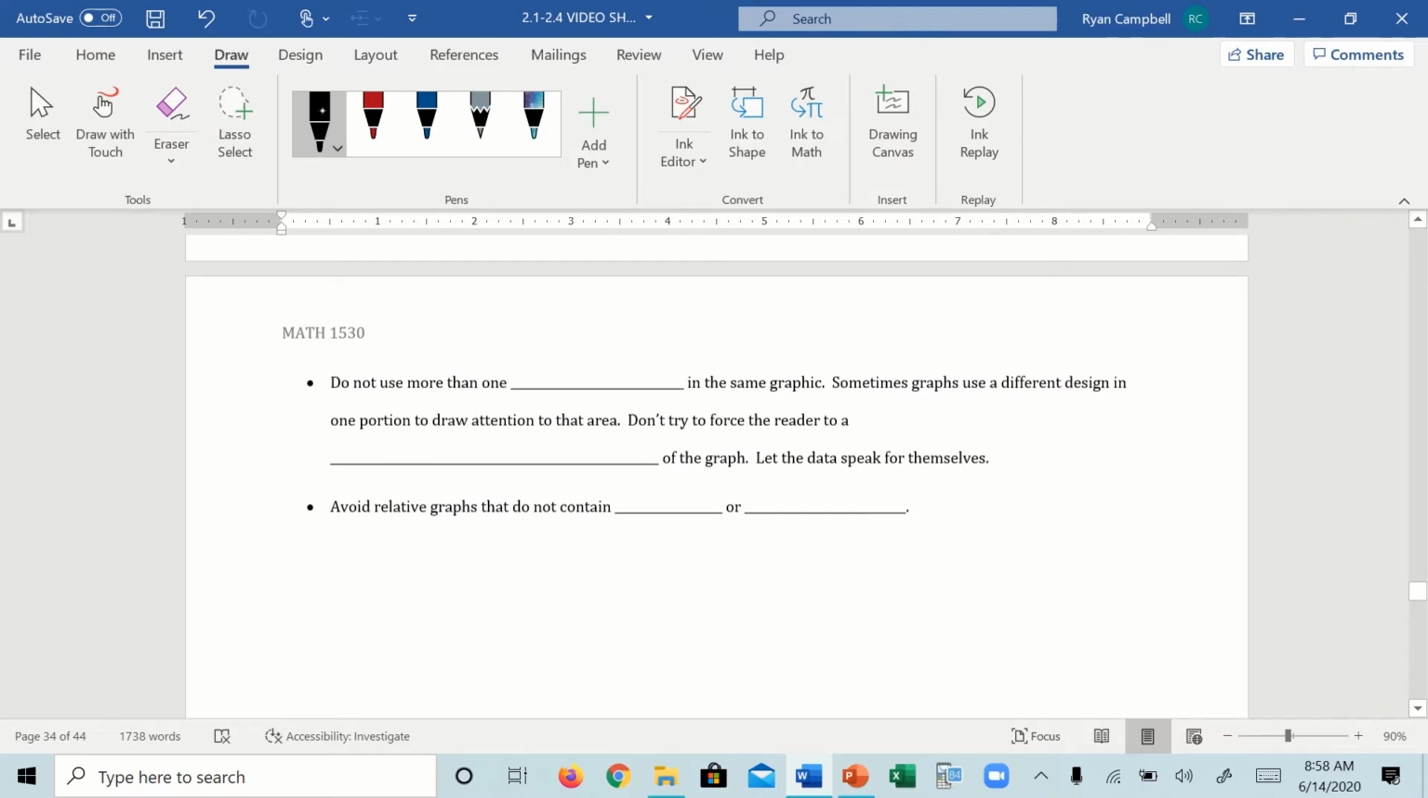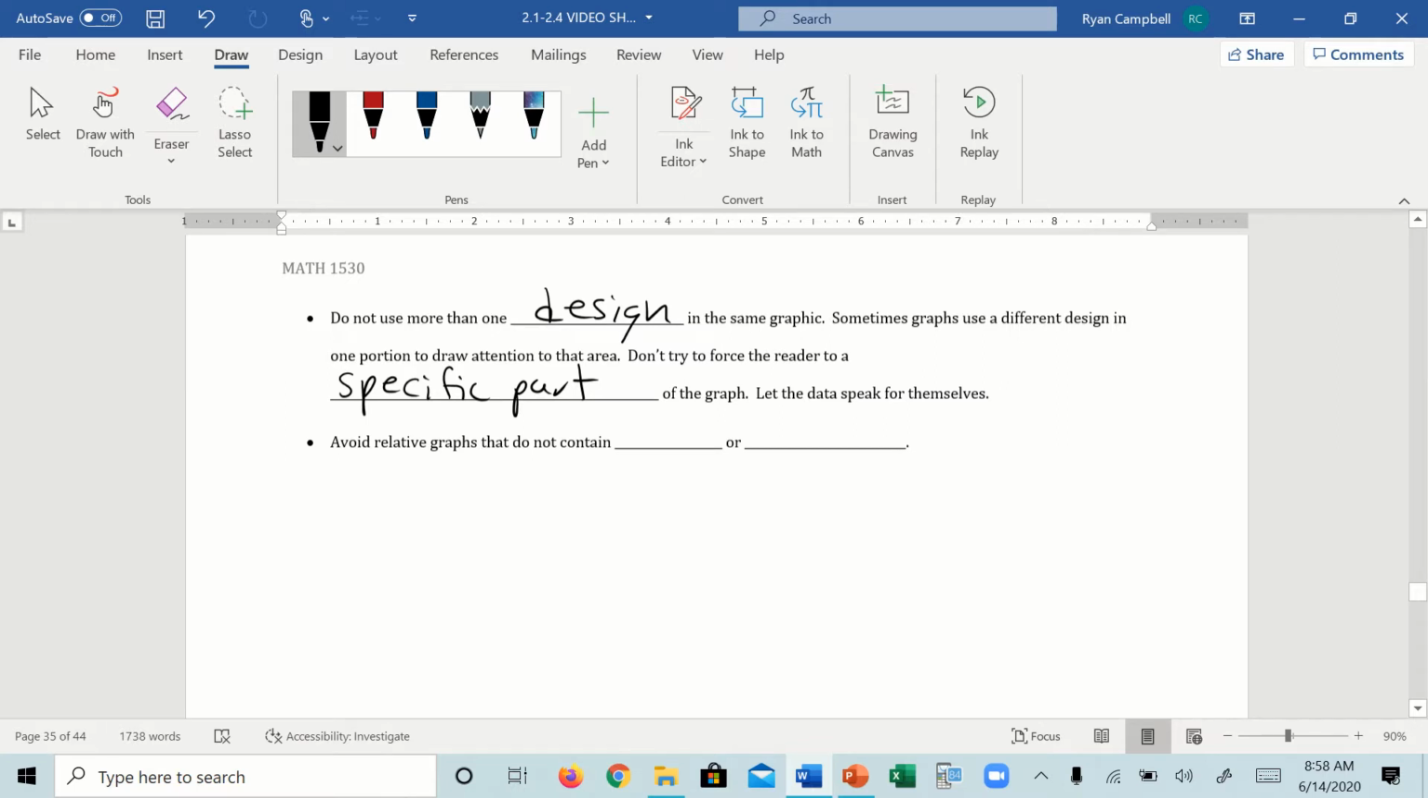So next to last, do not use more than one design in the same graphic. So sometimes graphs use different designs in one portion to distract from the others, right? So don't try to distract the reader or force the reader to look at a specific part of the graph. Let the data speak for themselves.